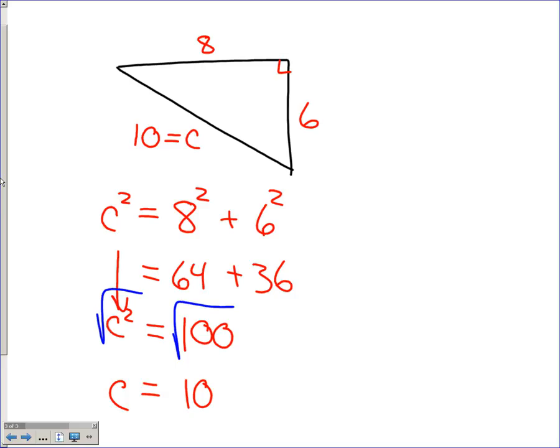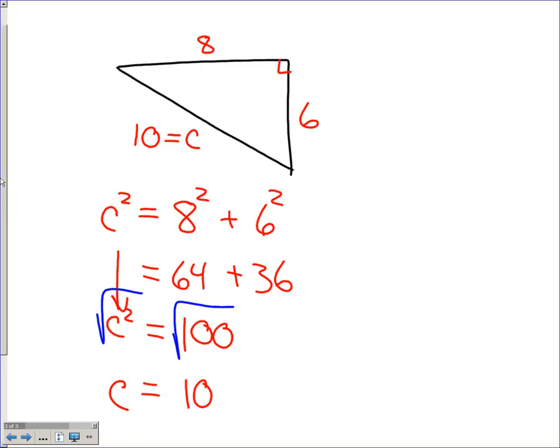Take a look on page 428. Look at example 2. It says a 16-foot ladder rests against the side of the house and the base of the ladder is 4 feet away from the bottom of the house. Approximately how high above the ground is the top of the ladder?